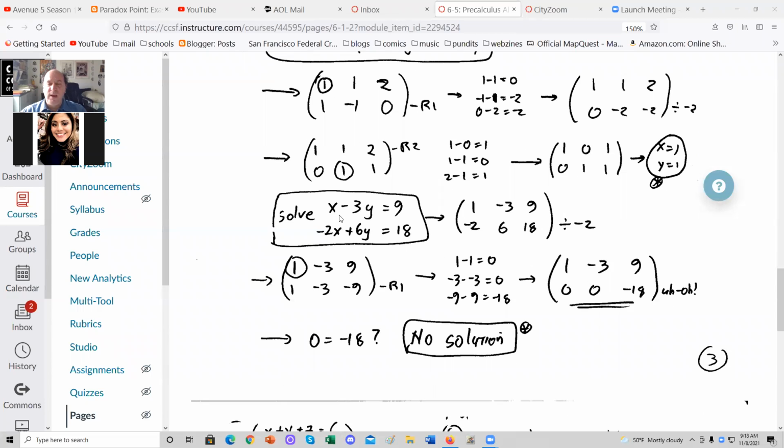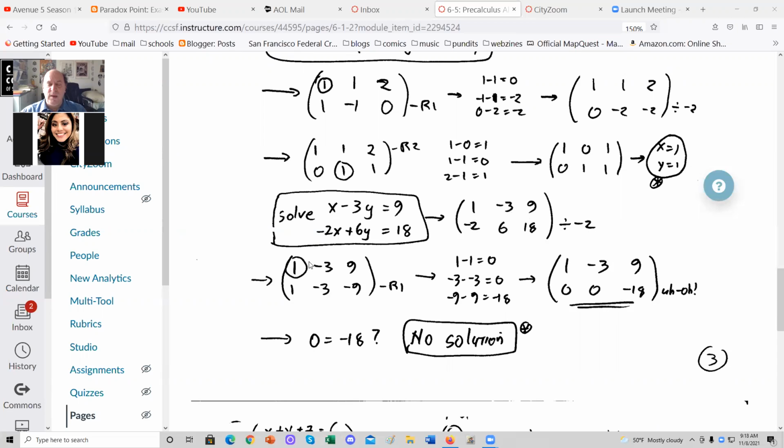Here we have x minus 3y is 9, minus 2x plus 6y is 18. So augmented matrix, 1, negative 3, 9, negative 2, 6, 18. These are all even numbers. Let's divide by negative 2. So you get 1, negative 3, 9, 1, negative 3, negative 9.